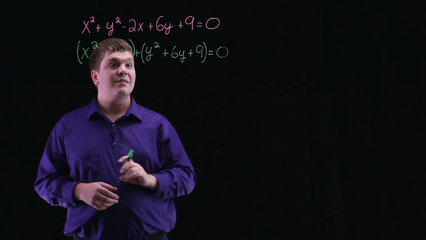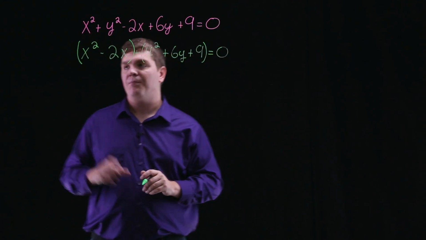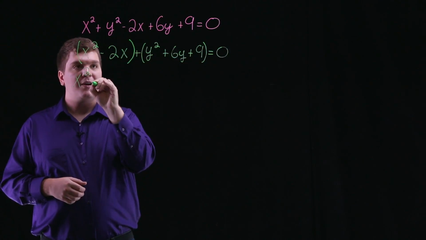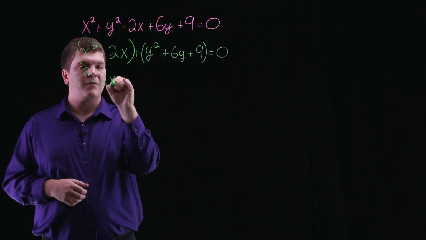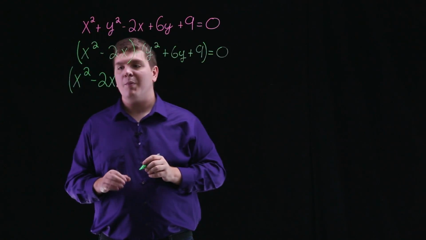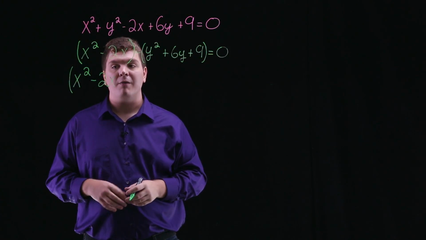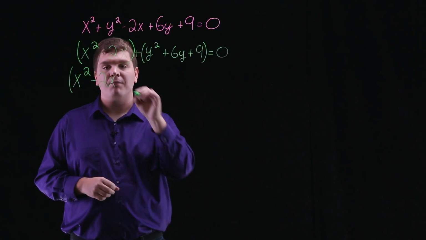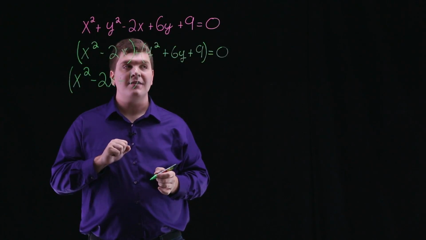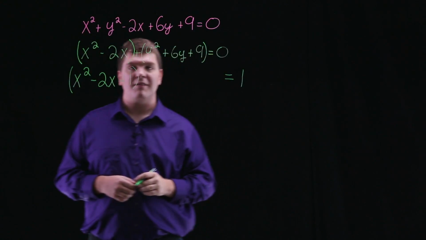So this piece is a perfect square, and we want to turn this x squared minus 2x into a perfect square. So let's think about this part for just a second. We have x squared minus 2x, and we want to turn what's in these parentheses into a perfect square. So we'll think about our b term, which in this case is negative 2. If we divide that by 2, we have negative 1, and then if we square it, we have a 1. So we're going to add 1 here, and since we added a 1 on this side of the equation, we're going to want to add a 1 on the right-hand side of the equation.